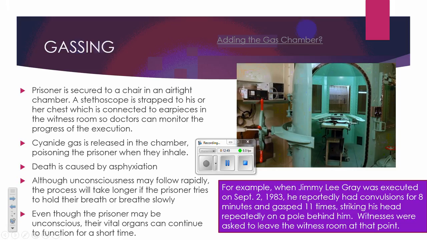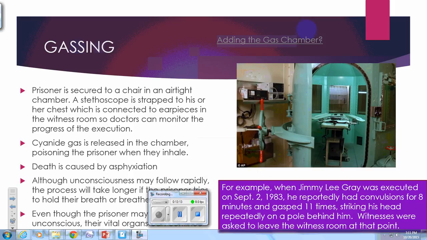Now, for example, when Jimmy Lee Gray was executed on September 2nd, 1983, he reportedly had convulsions for 8 minutes and gasped 11 times, striking his head repeatedly on a pole behind him until it was all bloody. Witnesses were then asked to leave the witness room because it was not going like they had planned. So did he die from the gas or hitting his head? I assume it was from the gas, but it definitely took a while.